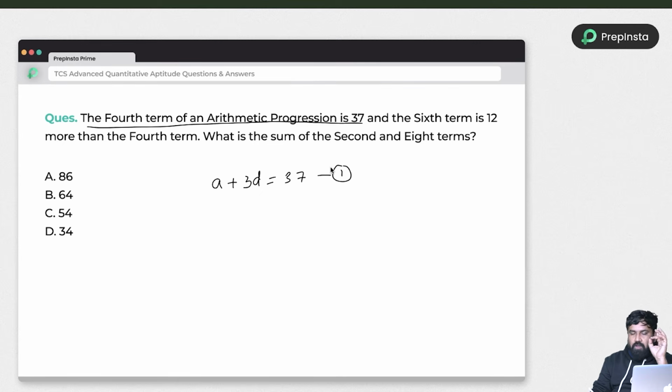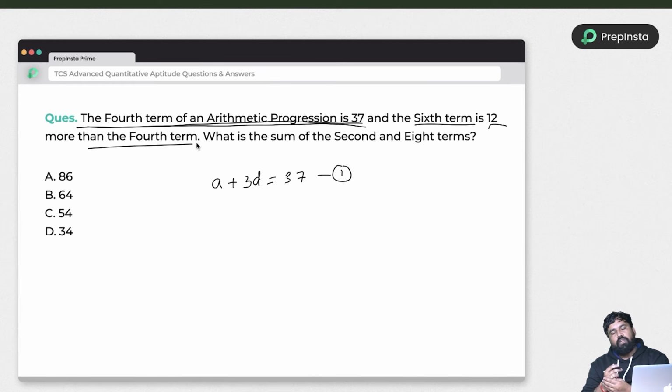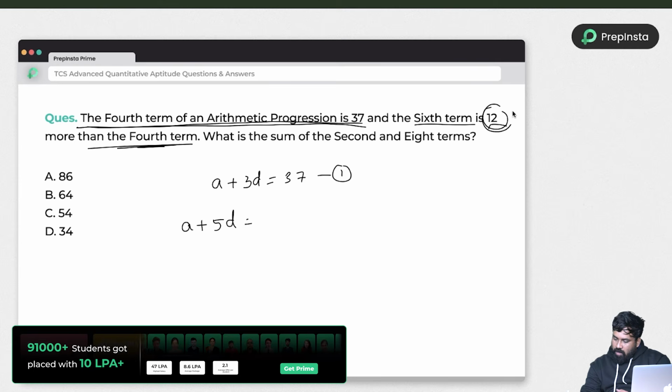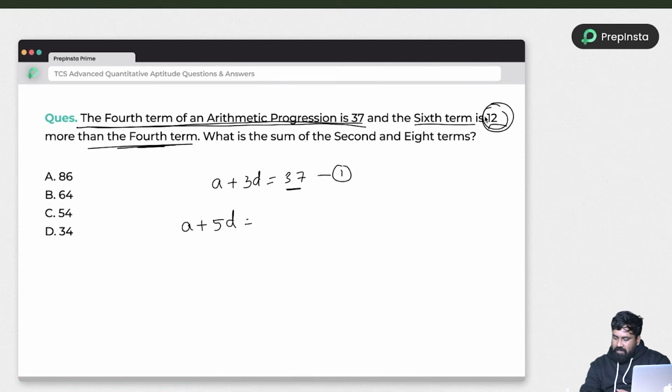Immediately you have to write the equation whenever you are reading the data. If you don't know these types of quick ideas, you can't solve the problems within less time, guys. Okay. And the sixth term is 12 more than the fourth term. Okay, what is the sixth term? The sixth term will be a plus 5d. And how much more than the fourth term? 12. Already we know the fourth term is 37, 37 plus 12. So the answer is 49.